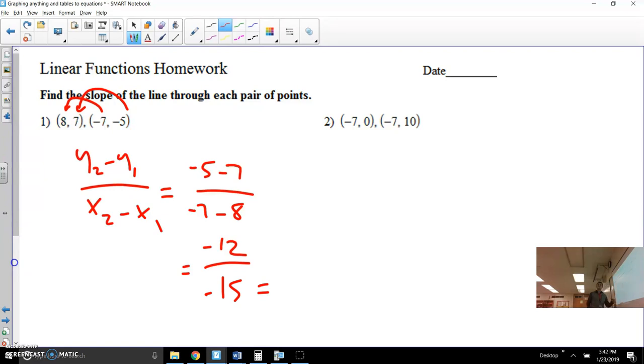And so not only are these both negative and they divide to be positive, but 12 over 15 reduces to 4/5. If you're not sure how to reduce, I'll bring that back to our brain. 12 and 15 have a factor of 3. So if I divide both of these by 3, that's how I'm getting 4/5. So you try this one, and we'll check your work tomorrow.